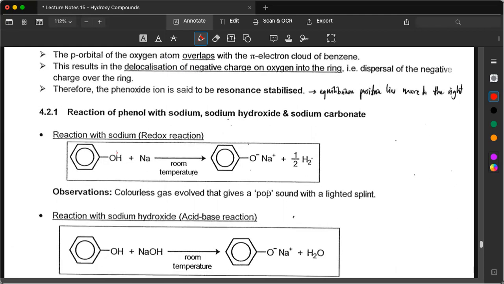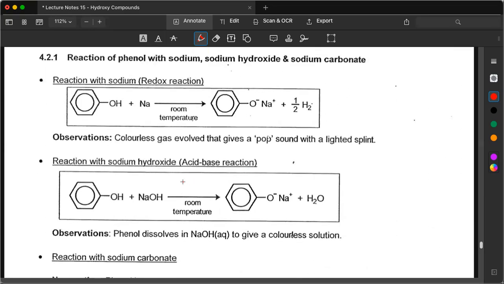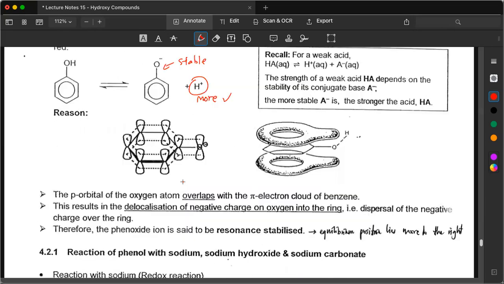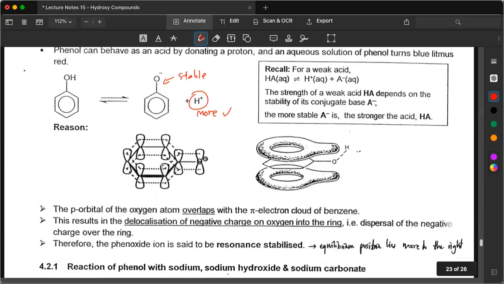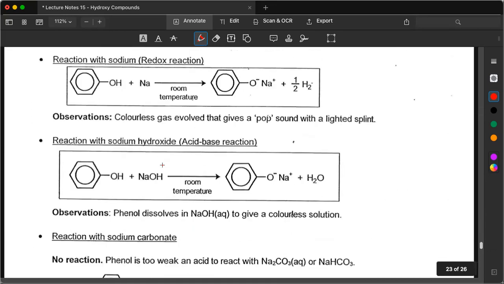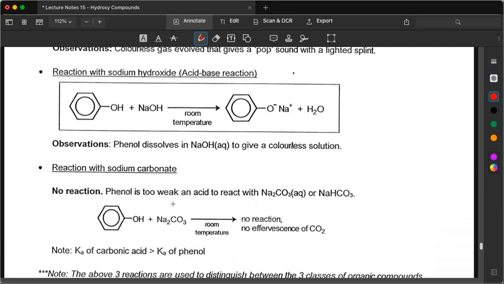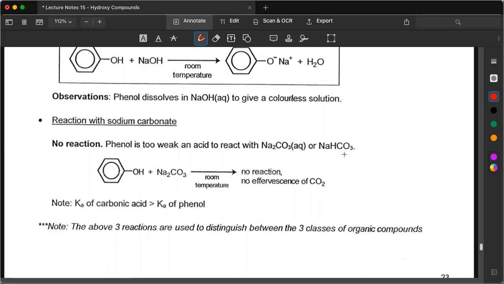For phenol, definitely, even at room temperature, it can react with the reactive metal, sodium, to form the phenoxide ions. And with sodium hydroxide, it can also react. But if you recall, for alcohol, it cannot react. But phenol is able to do it. It has enough H plus to react with the OH minus in the acid-base reaction. However, with sodium carbonate it cannot at room temperature. Same for sodium hydrogen carbonate as well.